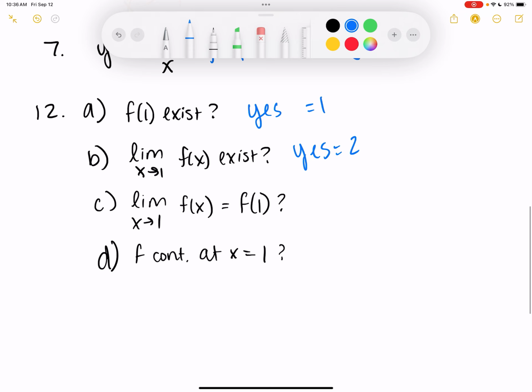Now, C is where it gets a little bit more confusing. Or not confusing, but you have to really think about it. Does the limit as x approaches 1 of f of x equal f of 1? So if your first two things, which is why I write down what they're equal to, are not the same, then obviously that's not true. So 1 isn't equal to 2, so the answer is no.